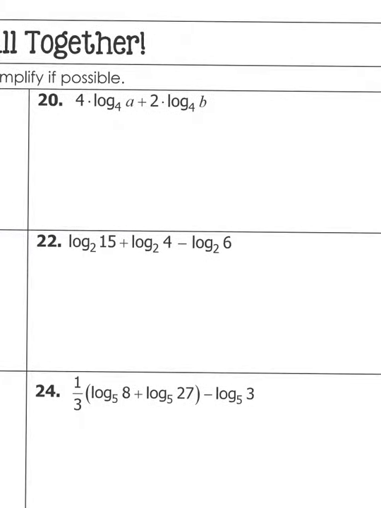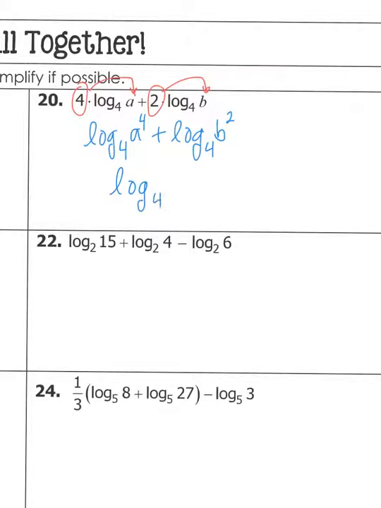So then you try 20. Pause the video and try 20. So loop the 4 to the A, loop the 2 to the B. So you get log base 4 of A to the 4th plus log base 4 of B squared. Then you're going to compress by changing the addition into multiplication of these two. I highly suggest that you put that whole argument in parentheses. So A to the 4th times B squared.